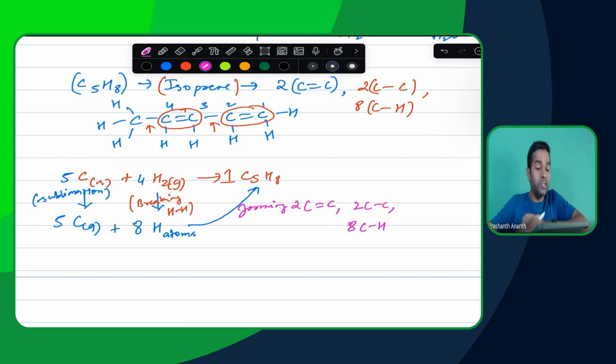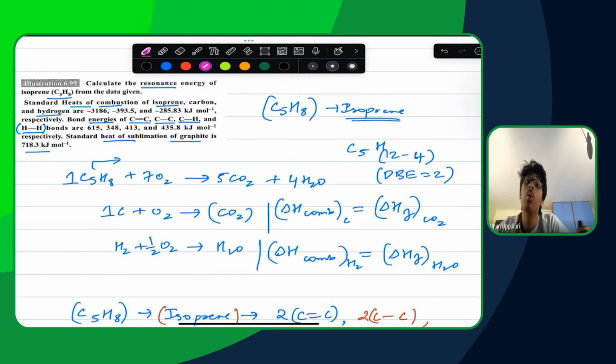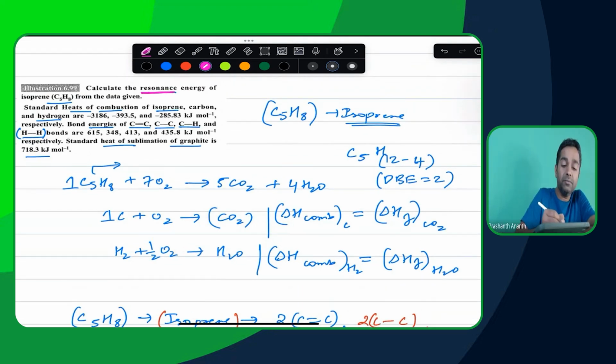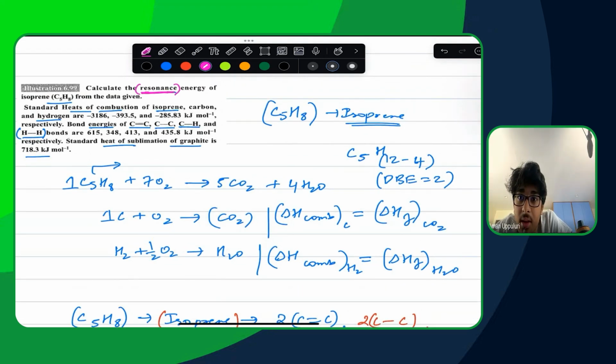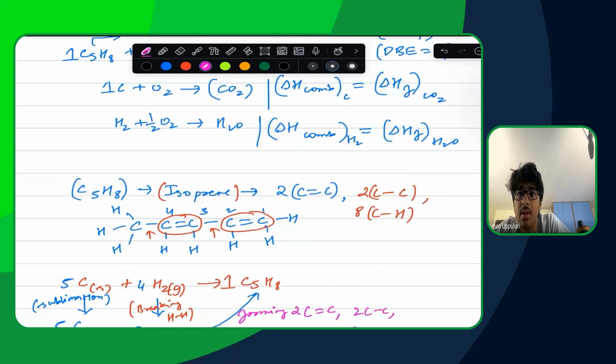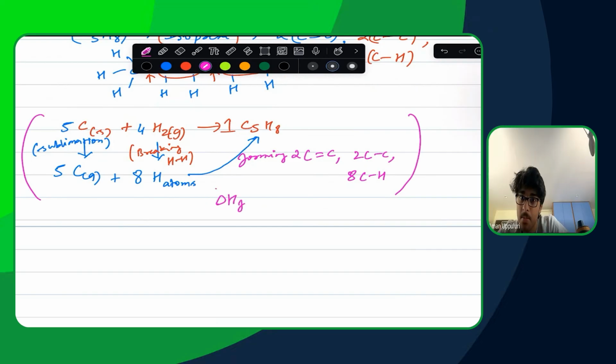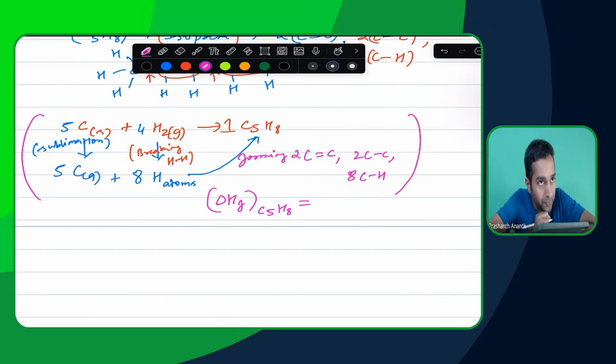Now they have given us values for this. What are they asking? They're asking the resonance energy, if any, for C5H8. So you need to calculate this enthalpy of formation. But calm down, pay attention here. In this, you can calculate the enthalpy of formation now. How is that going to be? First, I need to take this process, reactant minus product.